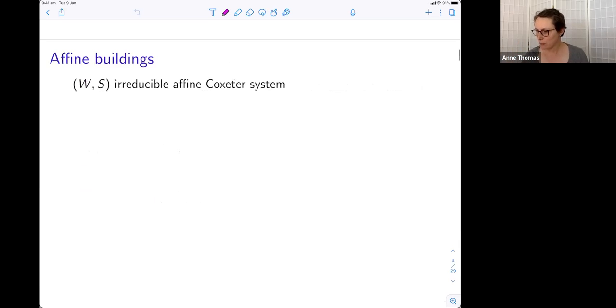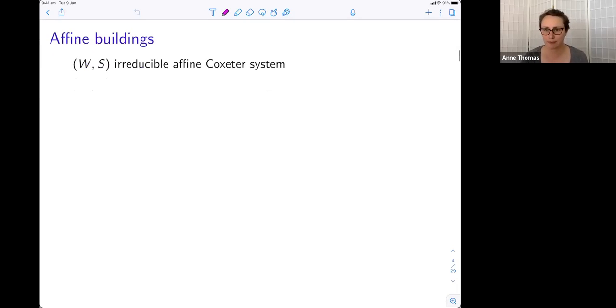So throughout, I'm fixing an irreducible affine Coxeter system. Now, this is exactly the same thing as a discrete group of isometries of Euclidean space, which has generating set S, the set of reflections in the faces of some compact simplex. Okay, so here's an example.